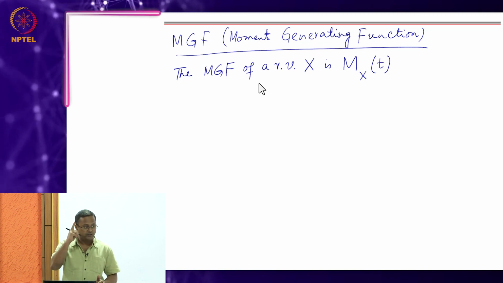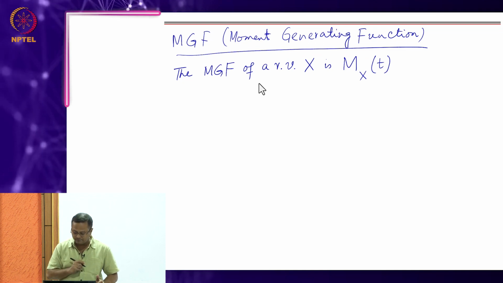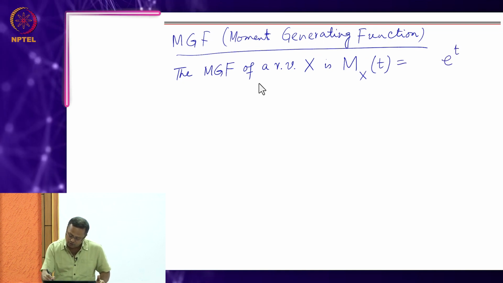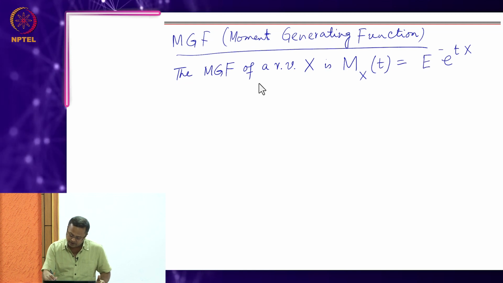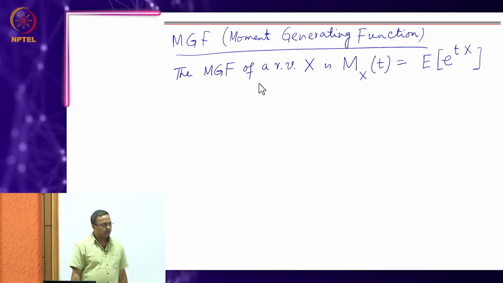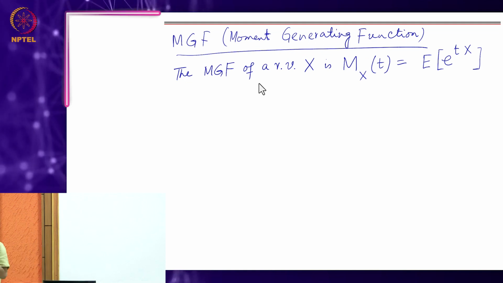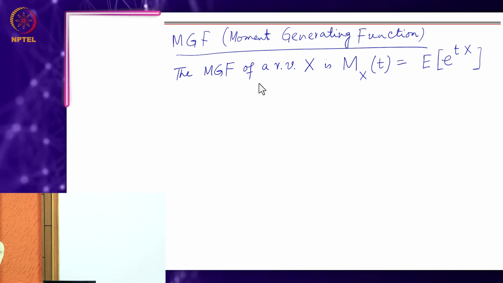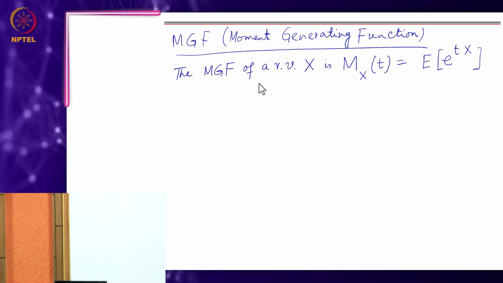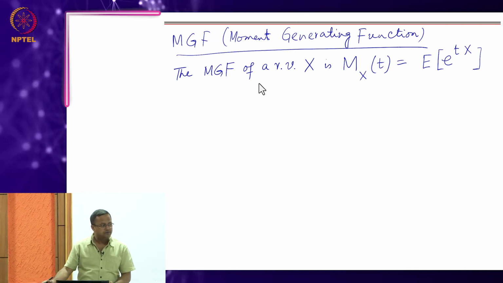So, this is that well chosen value of t, which we will choose later on. So, I parameterize it using this value t. This is equal to the expectation of e to the power of tx. There are reasons for choosing e to the power of x. If you differentiate e to the power of x, what do you get? That is one of the reasons.